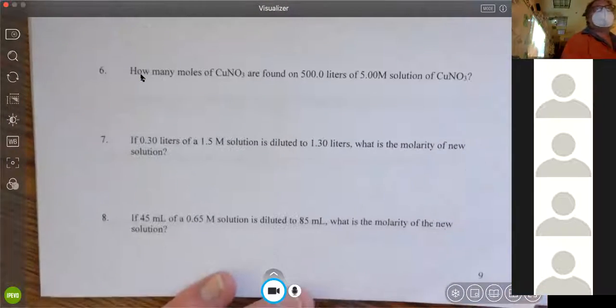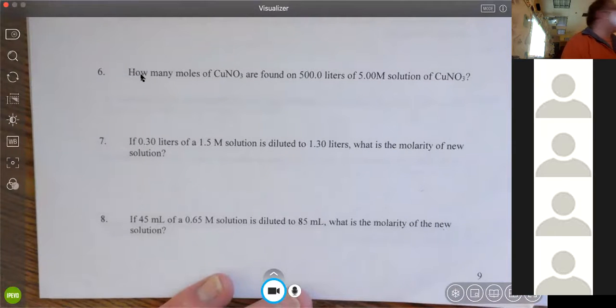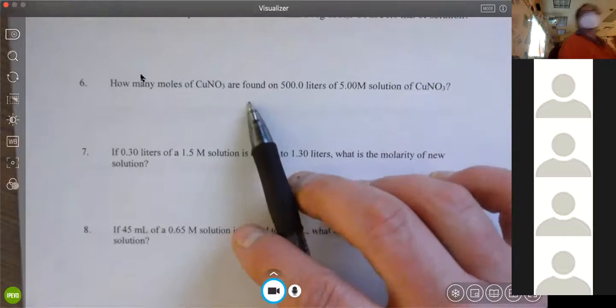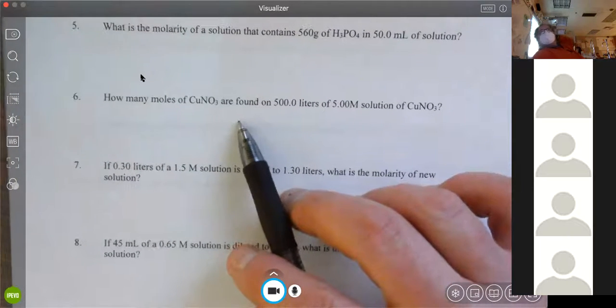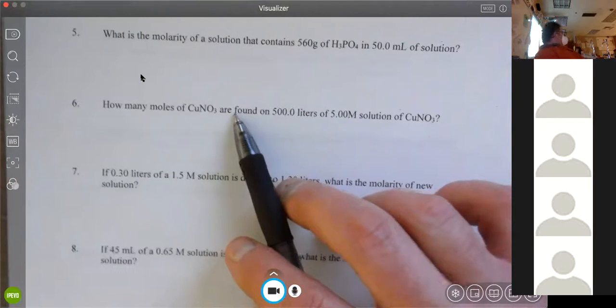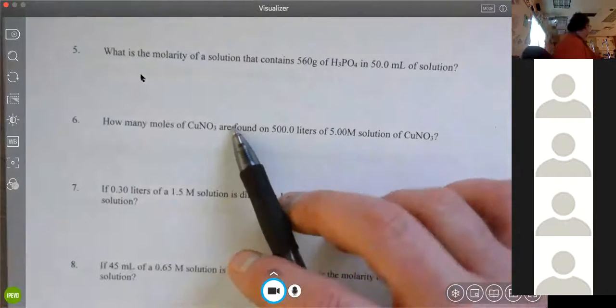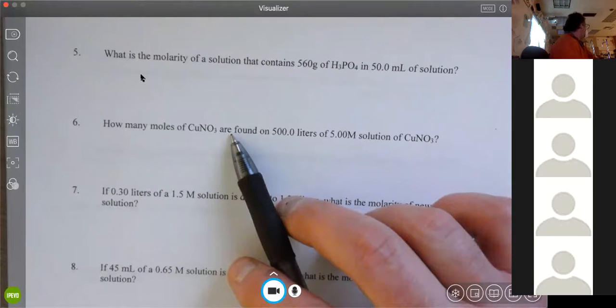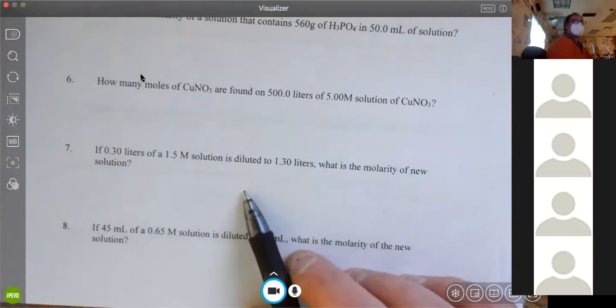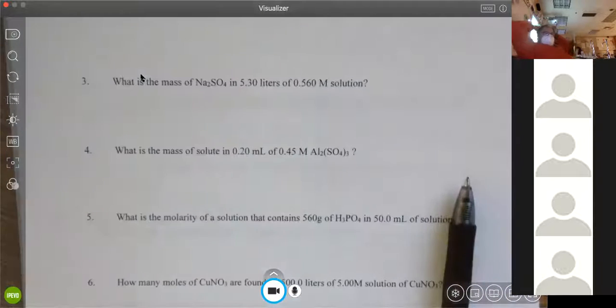All right. So the quiz tomorrow, they'll all be mixed up. You will have to know whether or not you're using M1V1 equals M2V2. Is this M1V1 equals M2V2? Number 6. No. How do you know? Yeah, you need two molarities or two volumes, right? How about 7? Yes. Number 7 is an M1V1 equals M2V2. So yes, there you go.